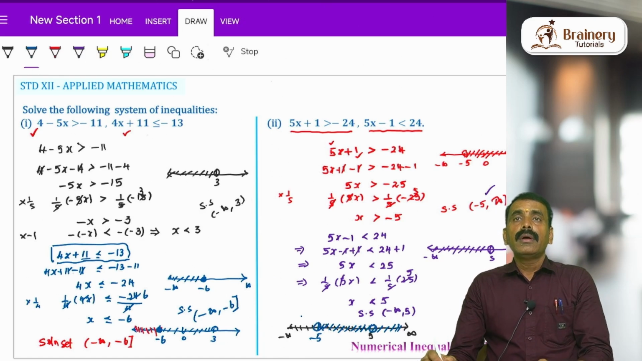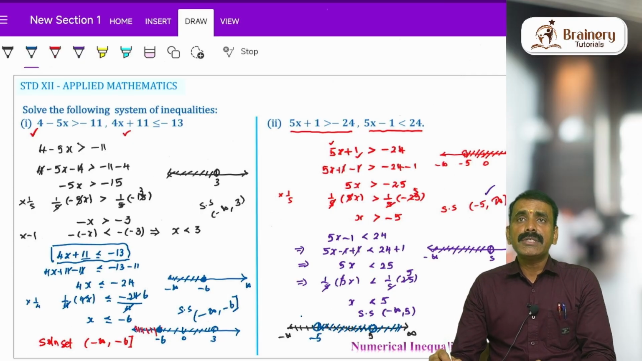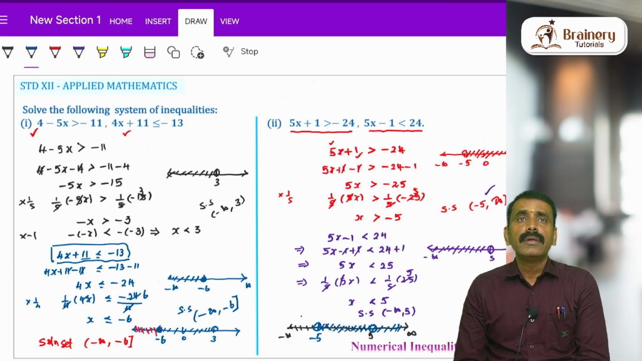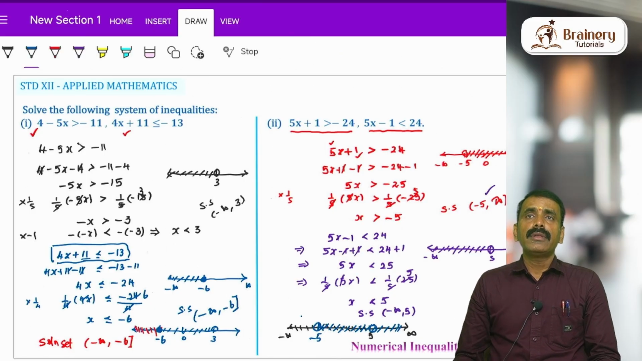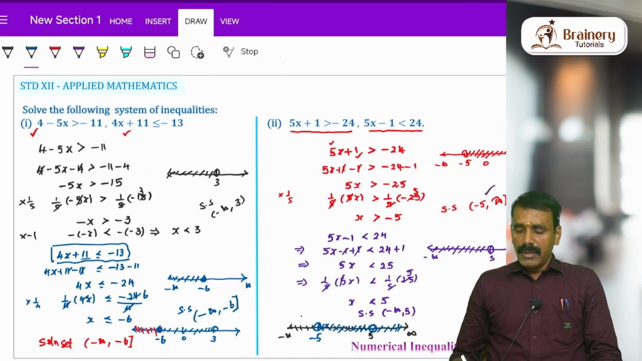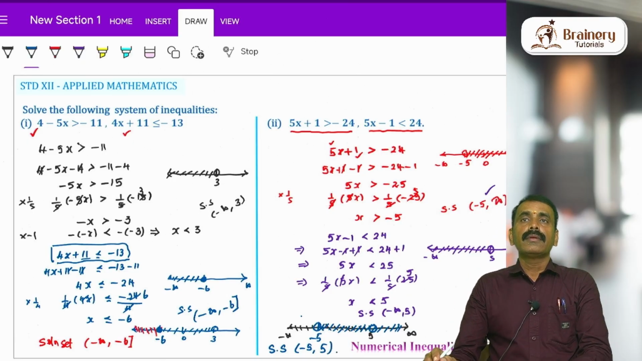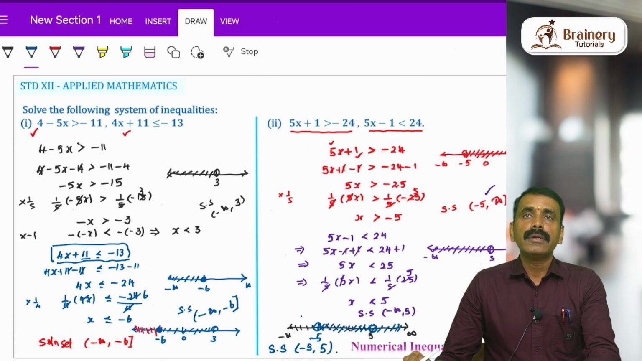Now from this diagram tell me which is the common region. Common region will be the solution set for the inequalities. So from the diagram we can very well see that the solution set is open minus 5 to open plus 5. Is it clear? Now we are going to see the next thing.